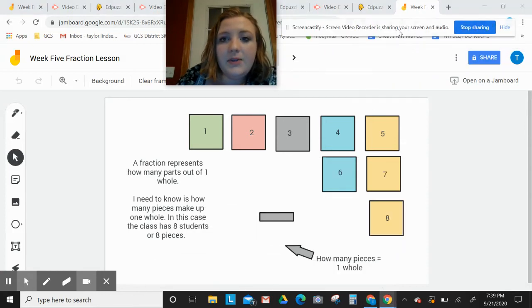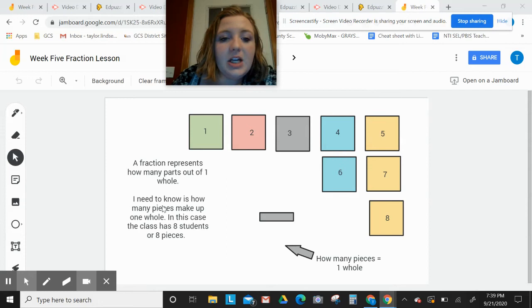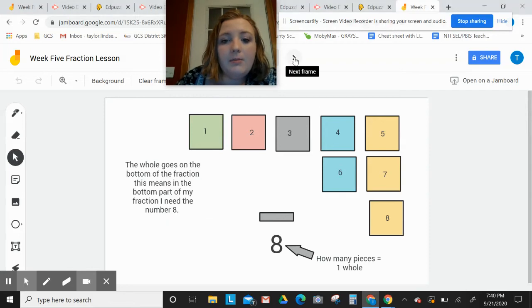So then down here, it says, I need to know how many pieces make up one whole. Well, we know one class equals one whole, so we can count 1, 2, 3, 4, 5, 6, 7, 8. Since we have 8 students in our class, that means the class has 8 pieces. So right here it says how many pieces equal one whole. That answer is 8 pieces equal one whole.